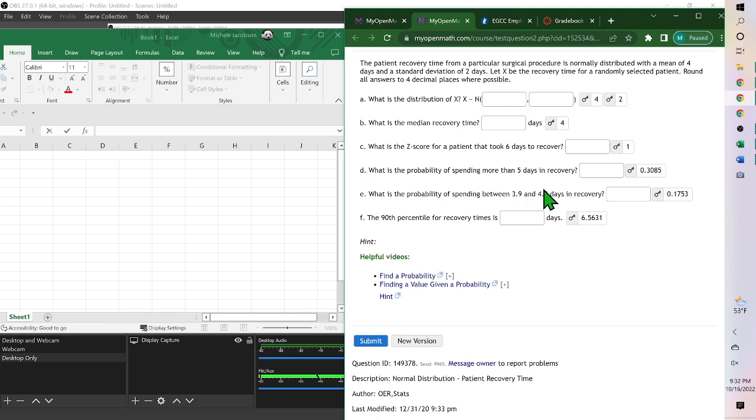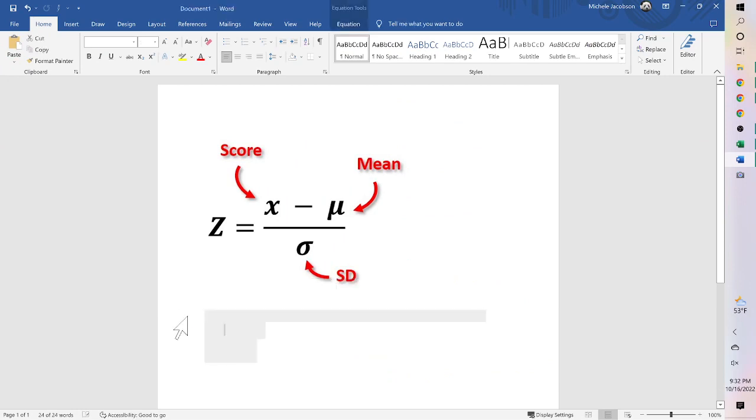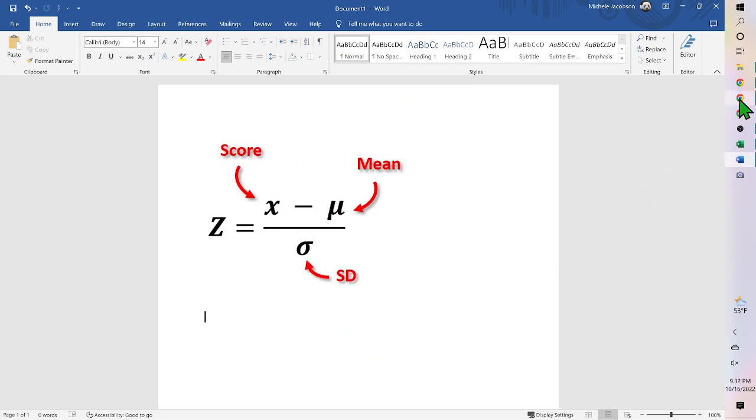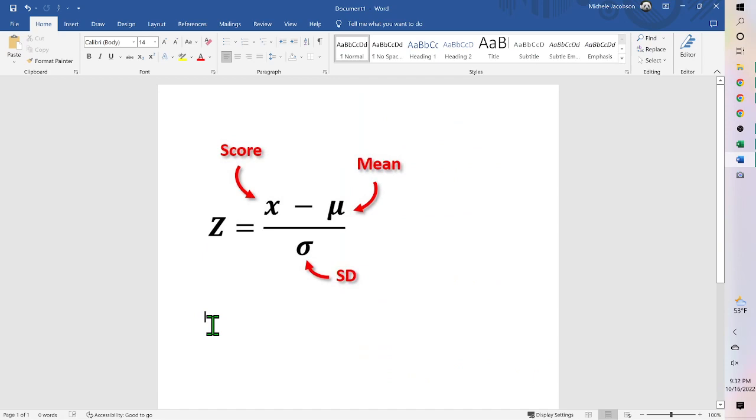So the z-score, here's the formula. It's x minus the mean divided by the standard deviation. And we're using 6 days, 4 and 2. Okay, so it would be x, which is 6, minus the mean divided by the standard deviation. 6 minus 4 is 2. 2 divided by 2 is 1. So the z-score is 1.